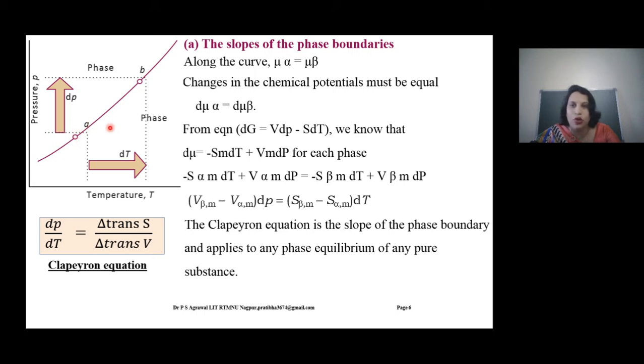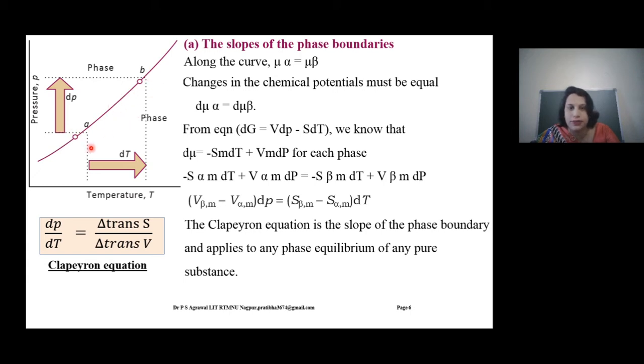When T only changes, one of the phases will disappear. When both T and P change in such a way as to keep mu equal in the two phases, they will continue to coexist, existing along this curve. This is the coexistence curve. Along the curve, the potentials mu alpha and mu beta are the same. These are two phases, suppose A, B. So the chemical potential of this is mu alpha, this is mu beta, and along the curve the chemical potential mu alpha is equal to mu beta.